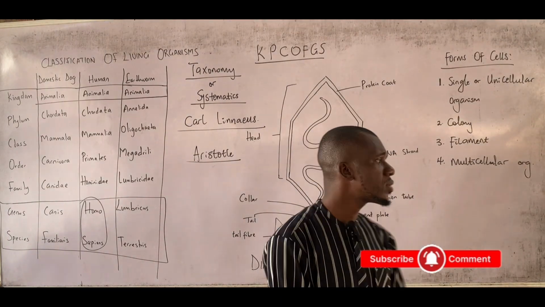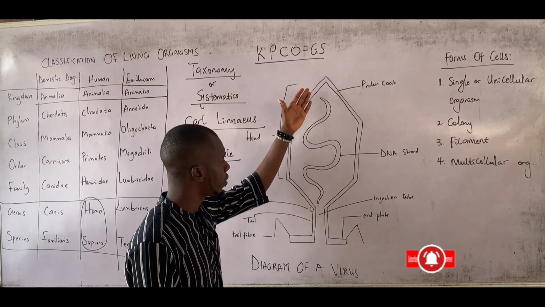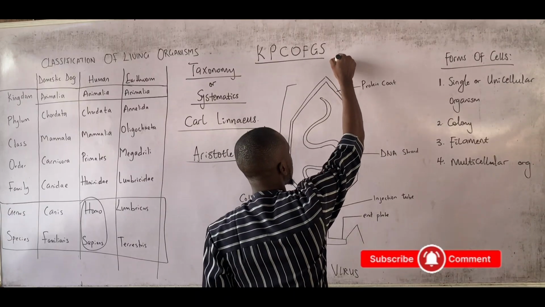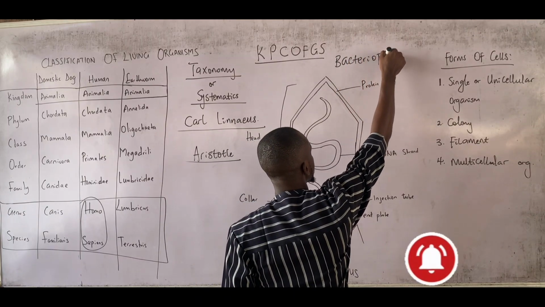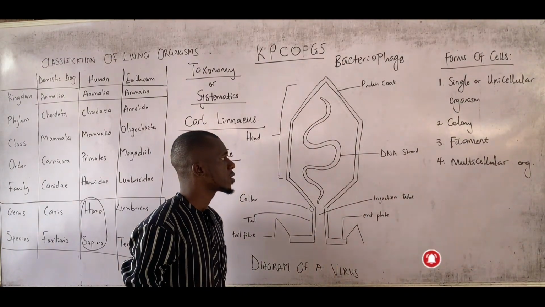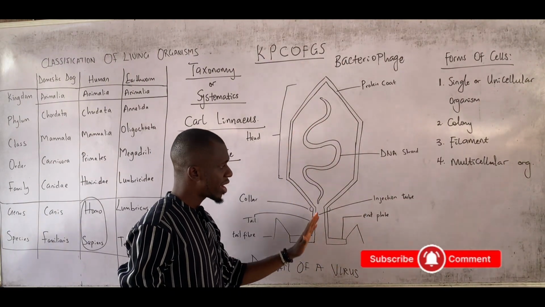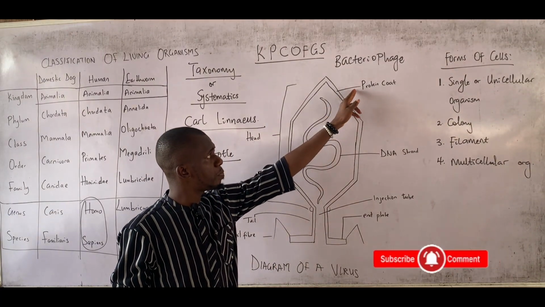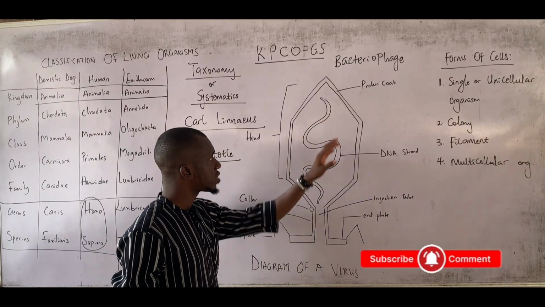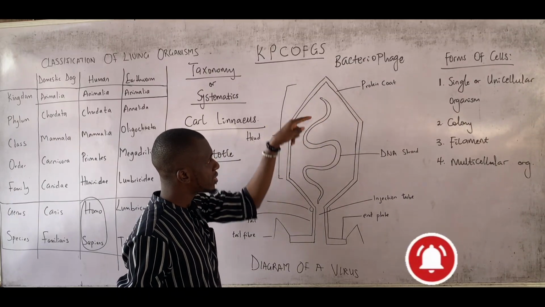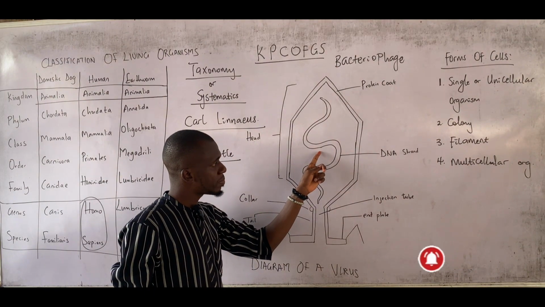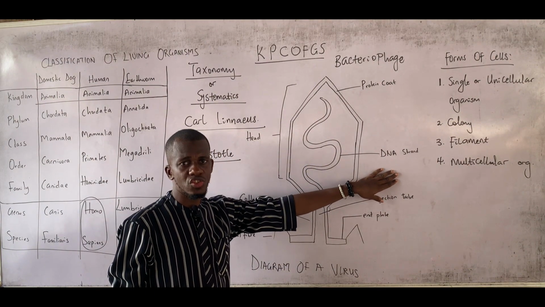All right. Now, the diagram we have here on the board is the diagram of a virus. Typically, a type of virus we call a bacteriophage. Excellent. Now you can see the virus. It has what we call a protein coat. Now, this protein coat is the structure that protects its genetic material. So, this genetic material is what we call a DNA strand.